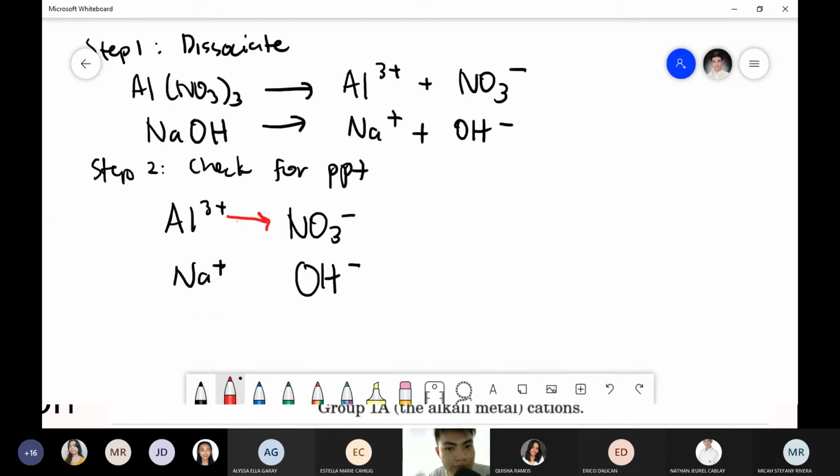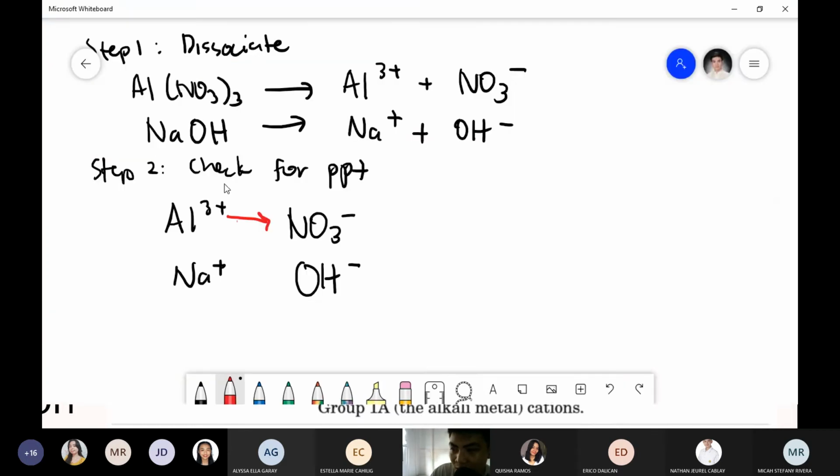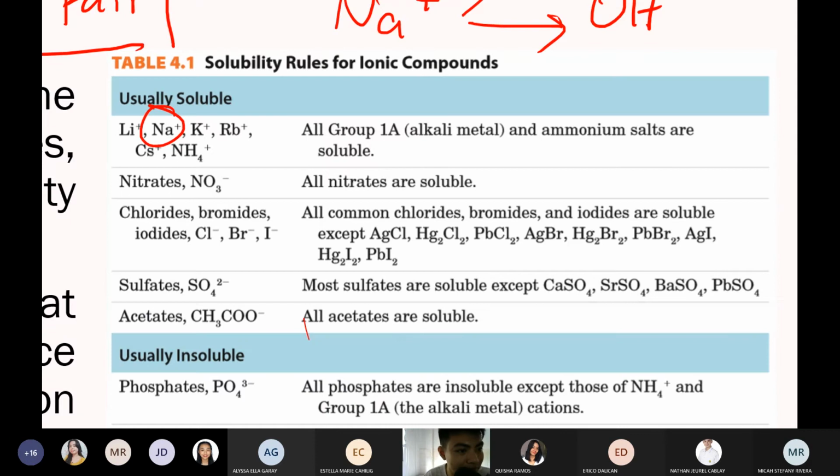So, for aluminum and nitrate, let's check. Ano sabi? Again, sinabi, nitrates, they are always soluble. Okay? So, bigo tayo dito. Nitrates are soluble. Mapapansin nyo later on, makakabisado nyo na lang yan. Okay. About aluminum and hydroxide, basahin natin.